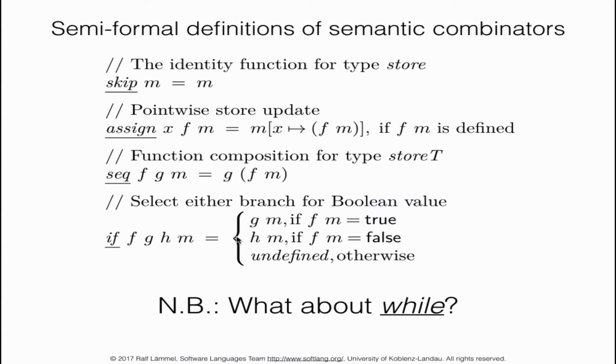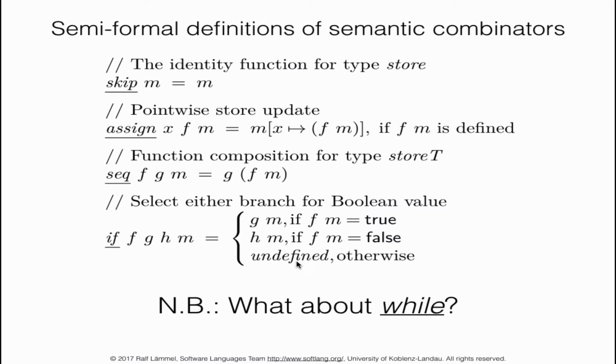And here's also the meaning of an if statement. If the condition evaluates to true, then we apply the meaning of the then branch to the store. Otherwise, for false, we apply the meaning of the else branch to the store. And it might also be that the meaning of the condition is not defined. Then the meaning of the if statement is also not defined. Likewise, we can define meanings of all the expression forms, and that's pretty straightforward.